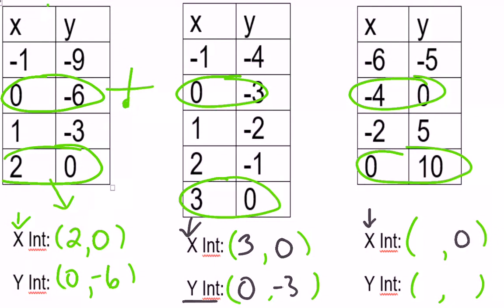X-intercept means y is 0, y-intercept means that x is 0. And matching up with my table, I have -4, 0, and 0, 10. Notice I didn't do, so don't write this down, I didn't do any of my arrow stuff like I have to do with slope, because slope is change in y over change in x. It's a ratio or a fraction. Intercepts are points, so we don't need any of the arrow stuff if I'm doing x and y intercepts.